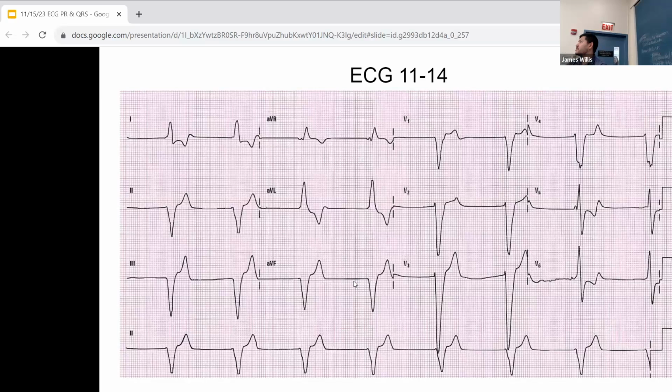If it's that wide, where do you think it originates? The junctional rhythm is usually almost a normal QRS. Ventricular. Ventricular rhythm. But why? Why is it ventricular? There's no P wave. QRS is wide. Why is it going right to the QRS?